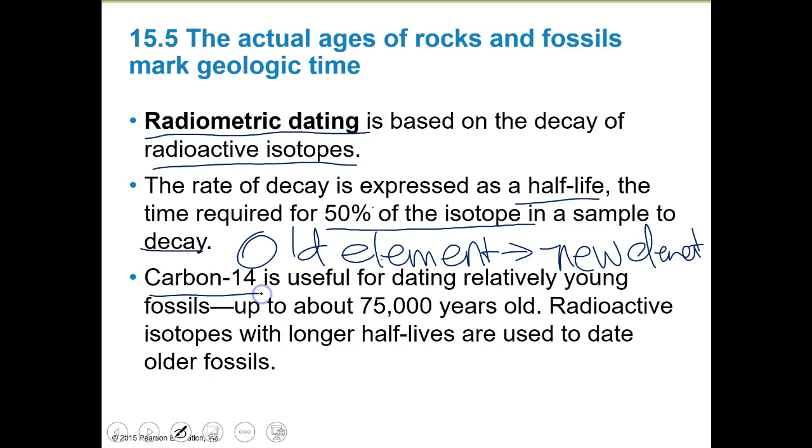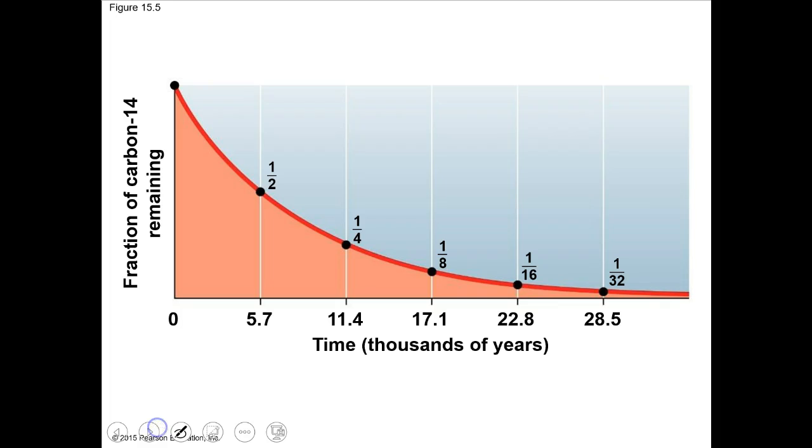So carbon-14, for example, has an unstable nucleus and it's used a lot, but it can only be used for up to 75,000 years ago. So radioactive isotopes with longer half-lives are used to date older fossils, obviously. So here's sort of what it would look like. God, I don't know what carbon-14 becomes. I think this is where I pause the video and then I go figure it out.